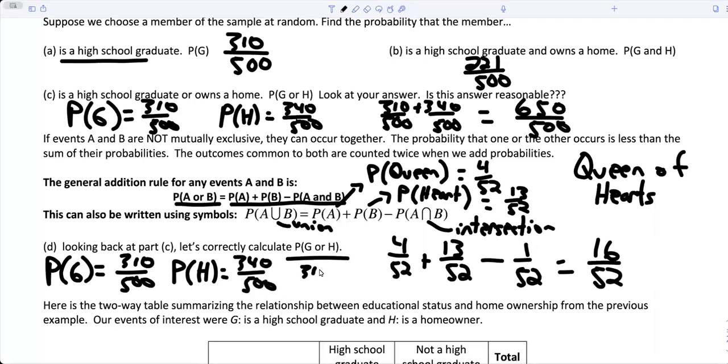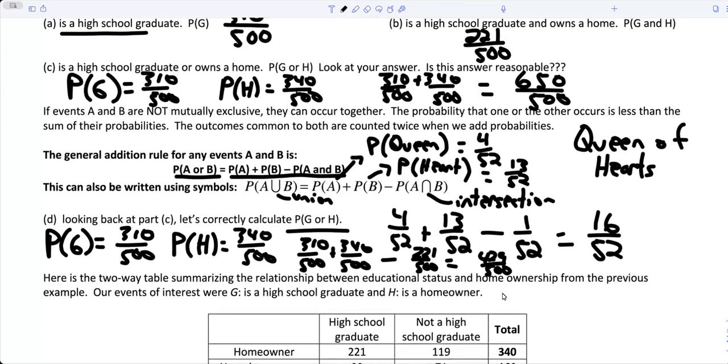So we've got 310 over 500 plus 340 over 500 minus, what is the intersection of graduates with a homeowner? 221, right? So 221 out of 500. So we're going to add those two things together and then subtract, and we should get 429 out of 500, since they are not mutually exclusive.